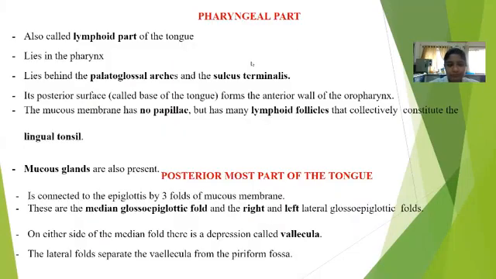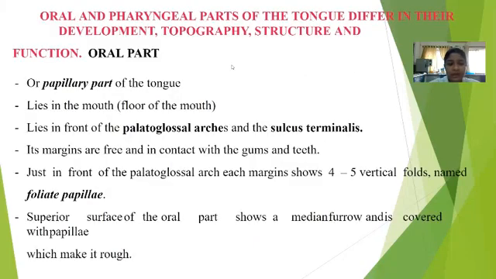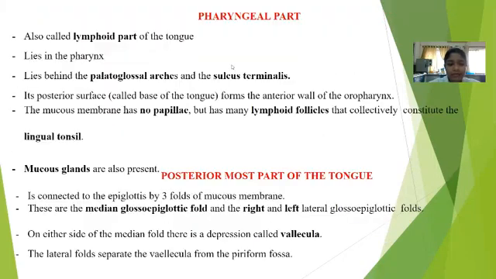On either side of the median fold, there is a depression. This is called the vallecula, and the lateral fold separates the vallecula from the piriform fossa.